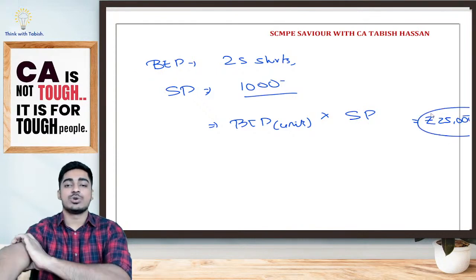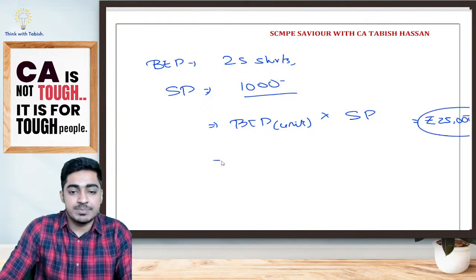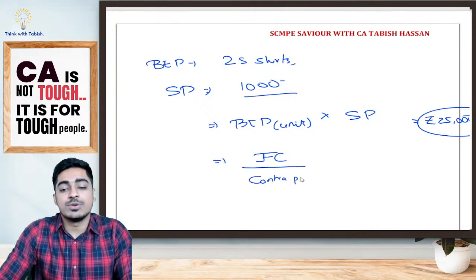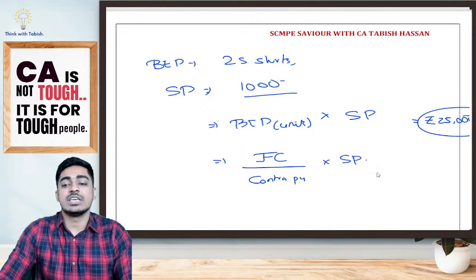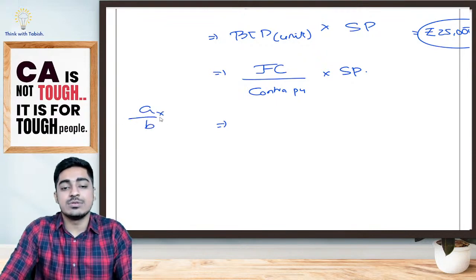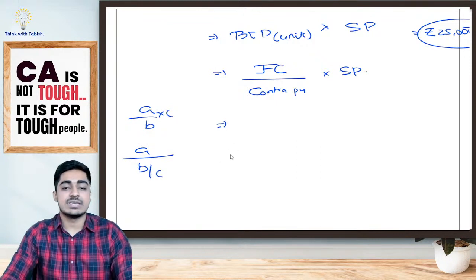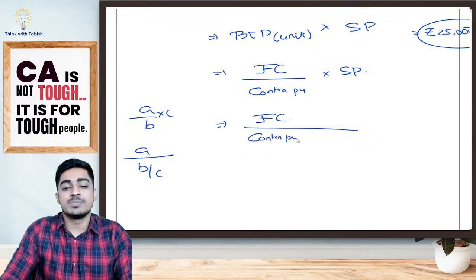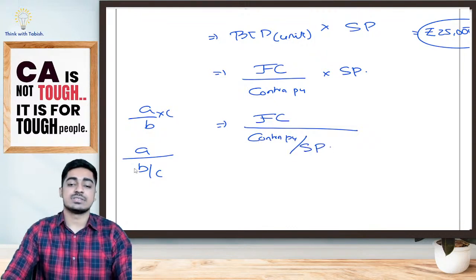Now based on this, how do we derive the formula? Just pay attention for 1 minute. BP in terms of units is fixed cost divided by contribution per unit into selling price. In maths, if we have A by B into C, we can also tell it as A divided by B divided by C. So I can write it as fixed cost divided by contribution per unit divided by selling price.